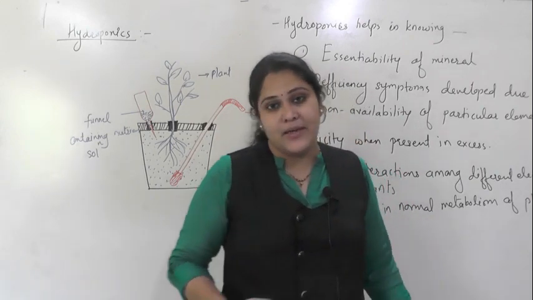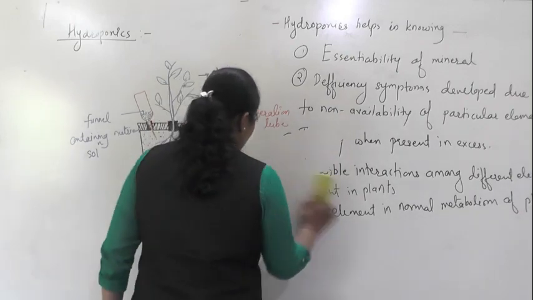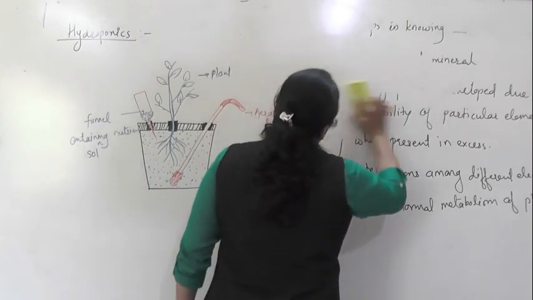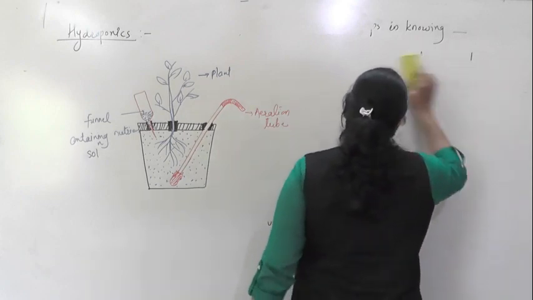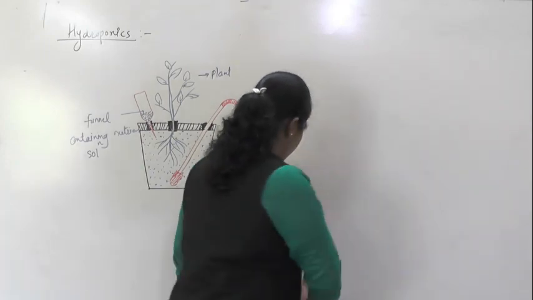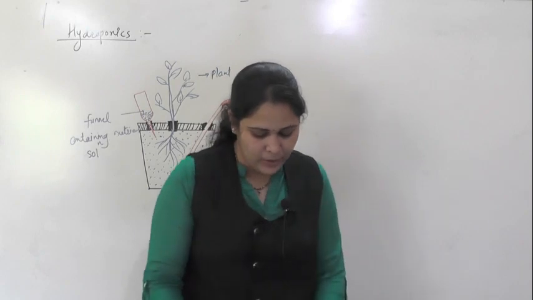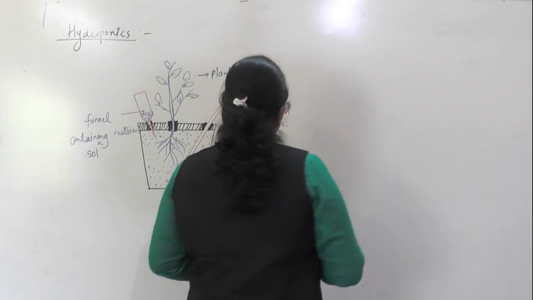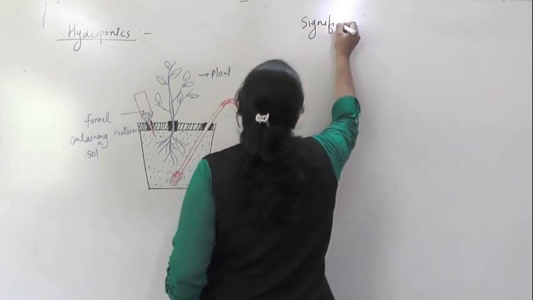Now, besides this, there are a large number of applications and significance of this. As I told you, this technique is commonly used in agriculture to grow a number of plants like tomatoes, lettuce, cucumber. Such plants can be grown without soil. Here roots are bathed in the nutrient solution. So now let's discuss what is the significance of this hydroponics. So significance.